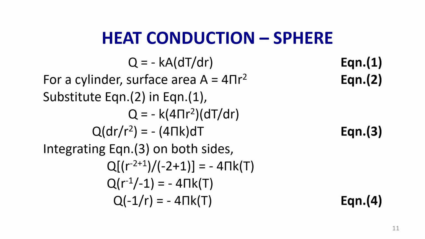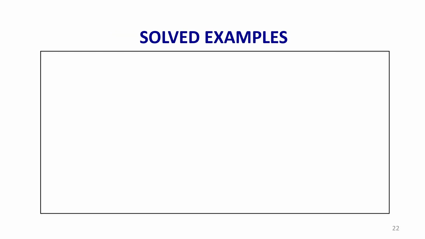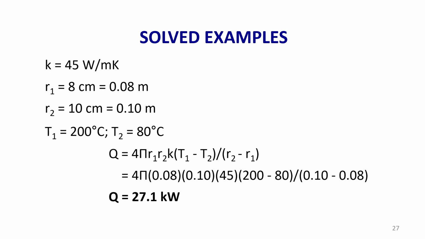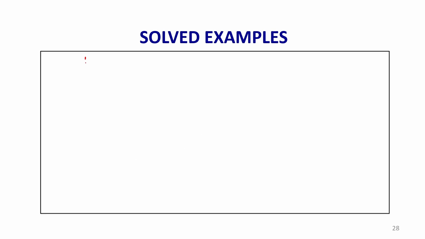So applying the Fourier law of heat conduction, let me do it quickly. So this is a spherical problem. Q equal to minus K A dT by dr. Again we should not write dx; for a radial component we write dr, change in radius. The surface area of a sphere is 4 pi r square; for a cylinder it is 2 pi rl, for a sphere it is 4 pi r square.